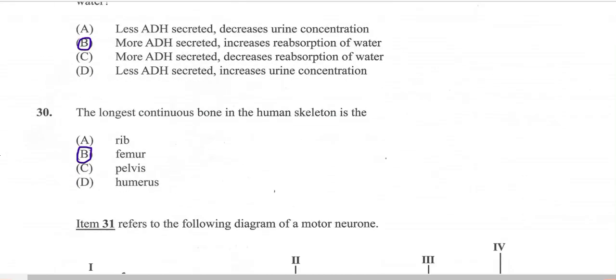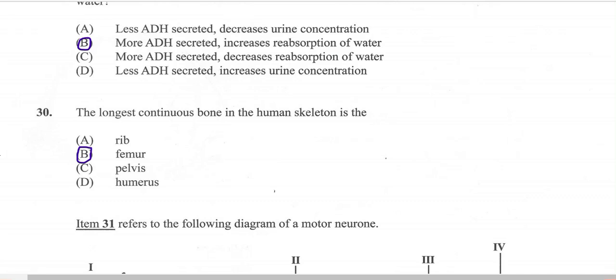Question number 30, a big question here. The longest continuous bone in the human skeleton is the femur, and that is the bone that is in the leg area. We have the rib, and the rib is pretty much, you know where the rib is. It's not the longest bone.